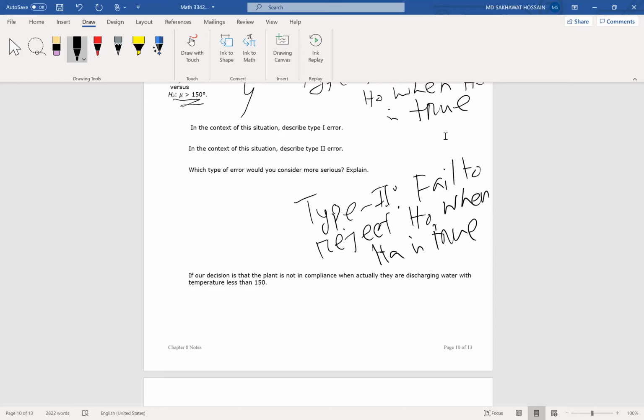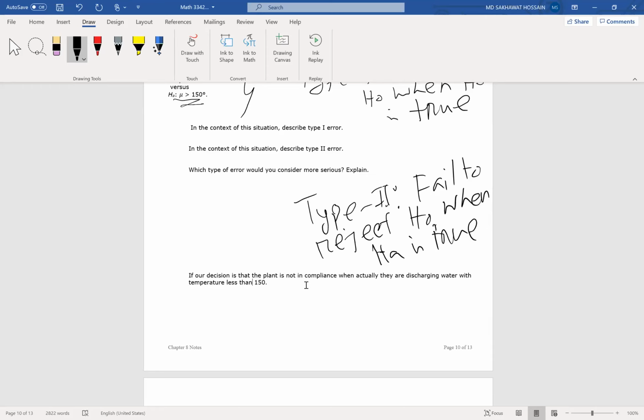Yeah, the first one was a correct decision. Yeah, this is a type 1 error, right? Because we are rejecting the null. We are saying that the plant is not in compliance. So that's when we are rejecting the null, right? Because the null is that the plant is in compliance.